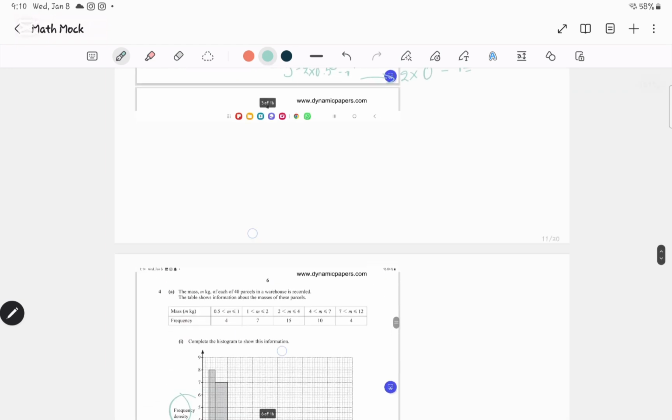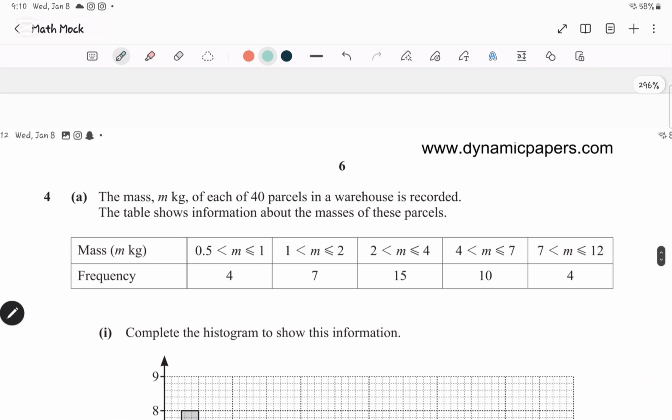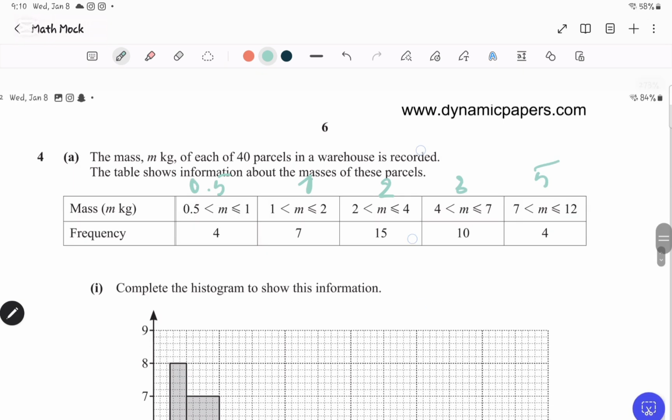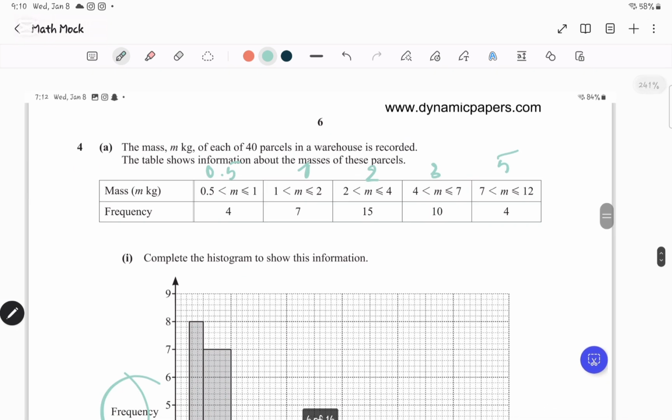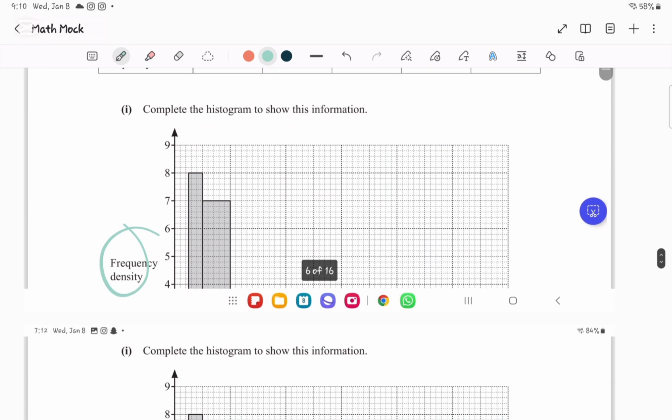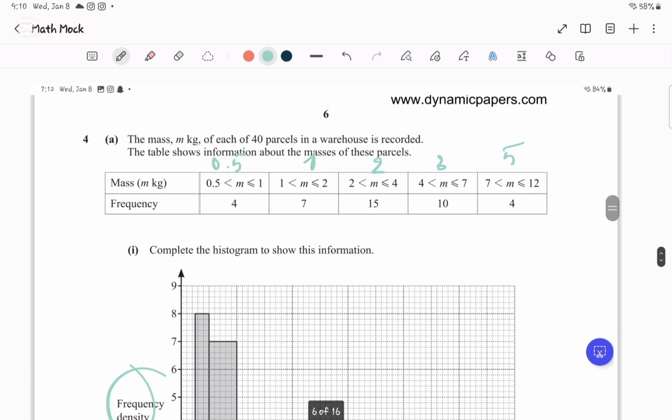So very simply, to find the frequency density, first we're going to find the width. So just subtract each one: 1 minus 0.5, 0.5, then 1, then 2, then 3, and then 5. Now that we have the width, we can find the frequency density by doing 4 divided by 0.5, which is 8. So for the first one, it's 8. For the second one, it's 7 divided by 1, 7. Third one, 15 divided by 2, which is 7.5.